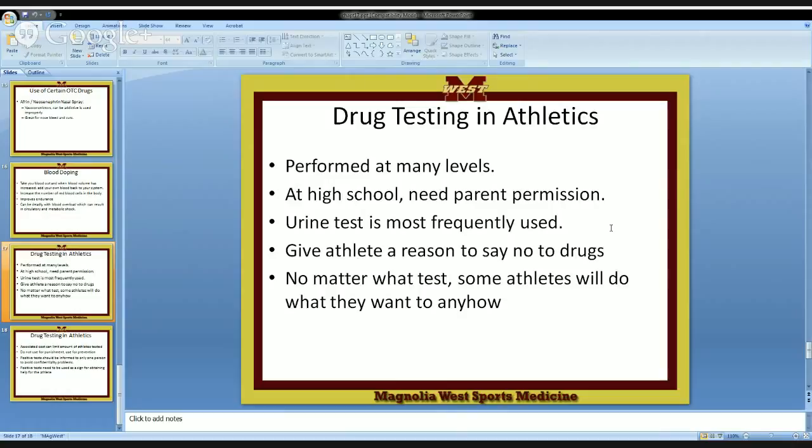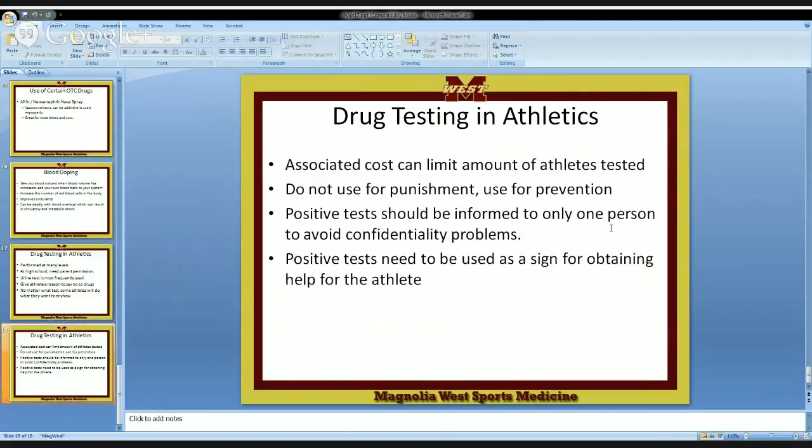The reason you do drug testing is to give your athletes or your students a reason to say no to drugs. Not a reason to say no to athletics, but no to drugs. Don't do it for a punishment reason. Do it as a deterrent to try and keep kids off of drugs. No matter what the test, some athletes will do what they want to do anyhow. Just like that kid I was telling you about, who said, "I'm going to go and smoke my weed and I want to quit football." Unfortunately, that's what he did.